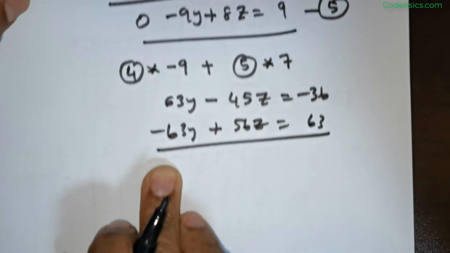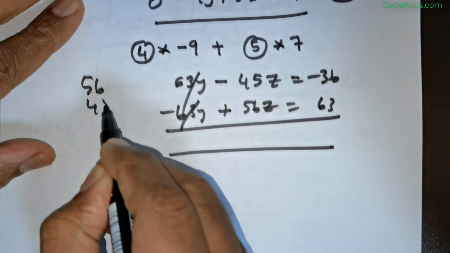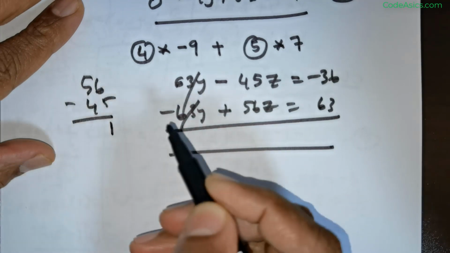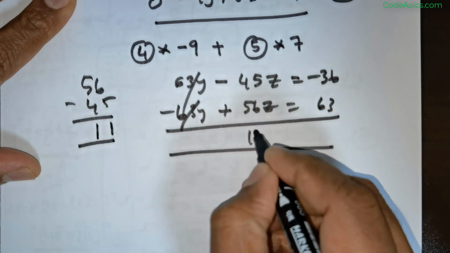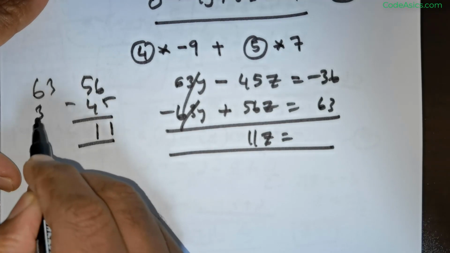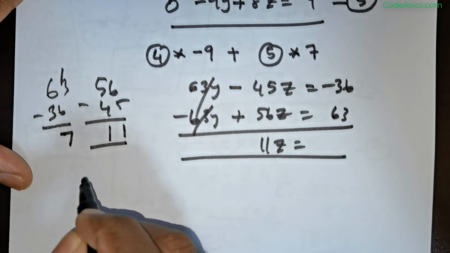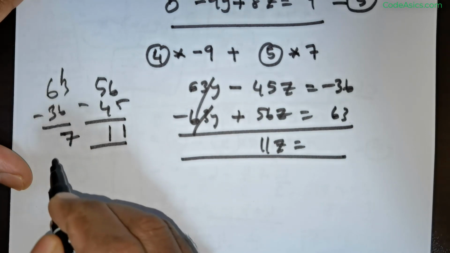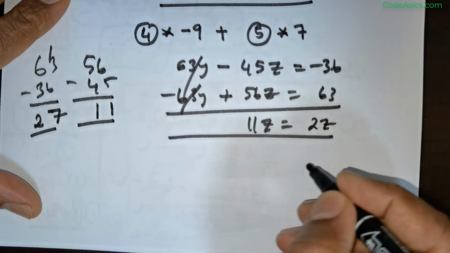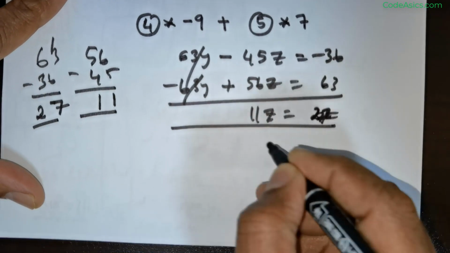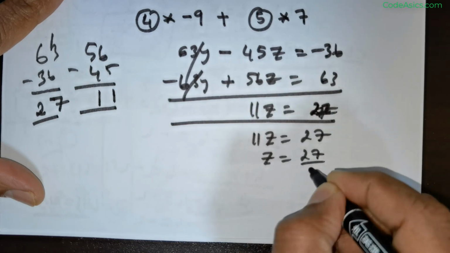Now you add them both, so always we add things. So this will get eliminated. Now 56 and 45, so this is going to give you 11z, and you have 63 and 36, so you subtract them. So 13, this will give you a 7 there, right? Now from 5 you take away 3, you get a 2 there, 27. Let me write it like that. So 11z is equal to 27. So z is equal to 27 divided by 11.